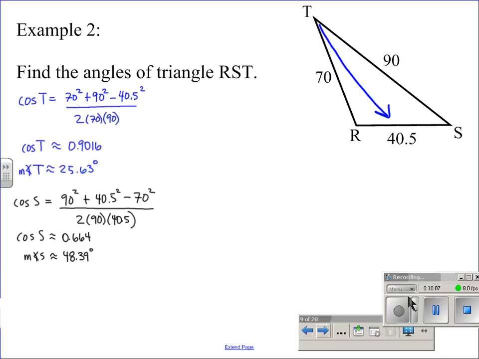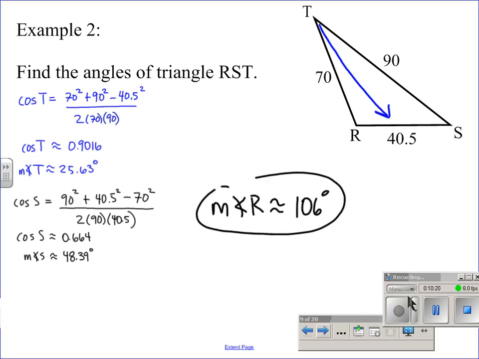So once I do that, then the measure of angle R is going to be approximately 106 degrees. Okay, so we have this, this, and this. And I've solved that triangle.